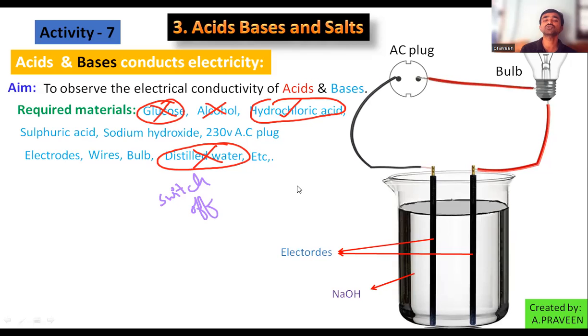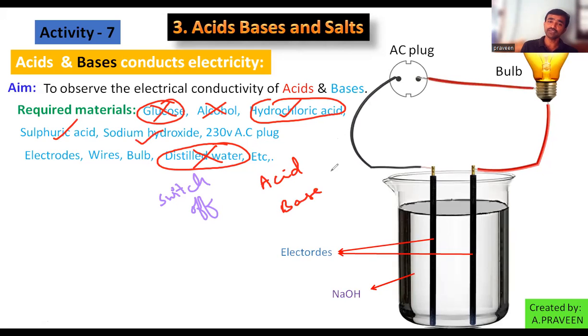That is here, sodium hydroxide solution. What happens if you switch on? Observe. The bulb glows. So what I can write here: the bulb glows in case of sodium hydroxide. In case of sulfuric acid also, you can see that the bulb glows. So which are making the bulb glow here? Acid, base.